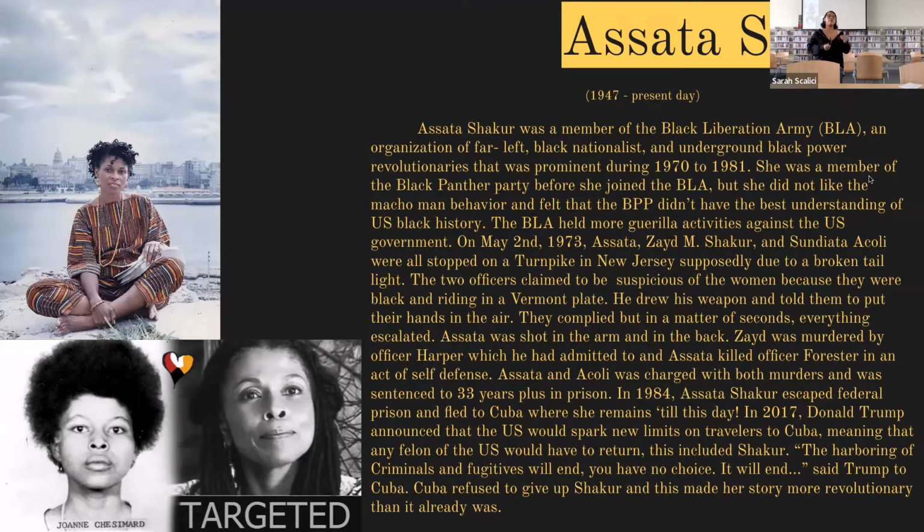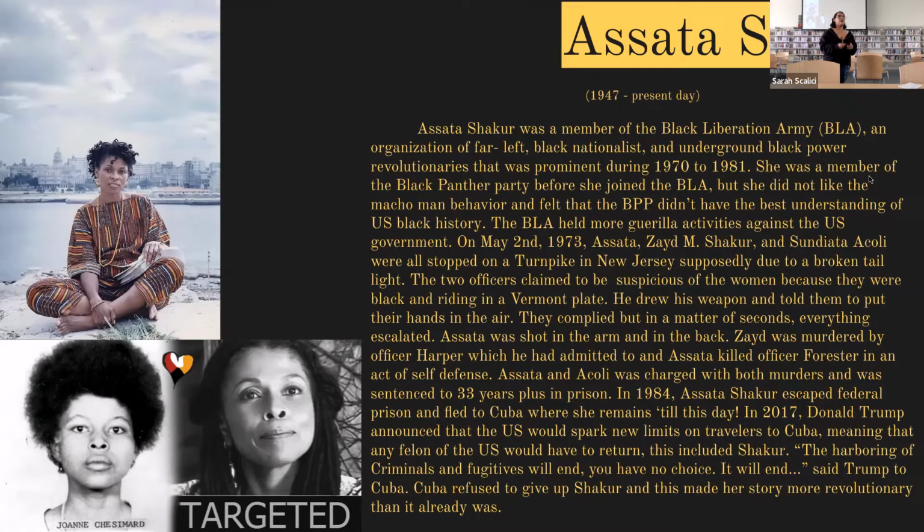So Assata Shakur was basically known for, one day she was pulled over at a turnpike in New Jersey, and there were two officers at the time. So she was driving with, I believe, the mom of Tupac, and one of her comrades, Sundiata Acoli, I think. So they were pulled over because they supposedly had a faulty tail light. It wasn't true, but the officer claimed, he literally said verbatim, that he was suspicious of the women because, one, they were Black, and two, because they had a Vermont plate in New Jersey.